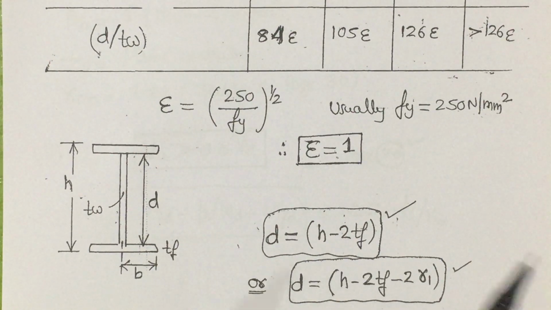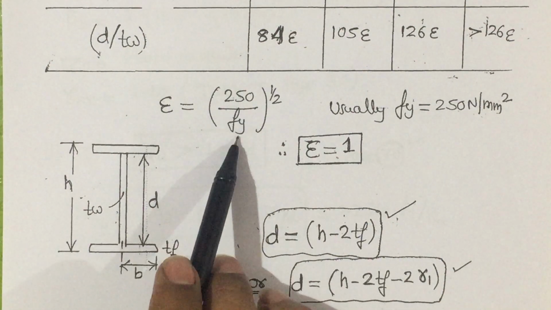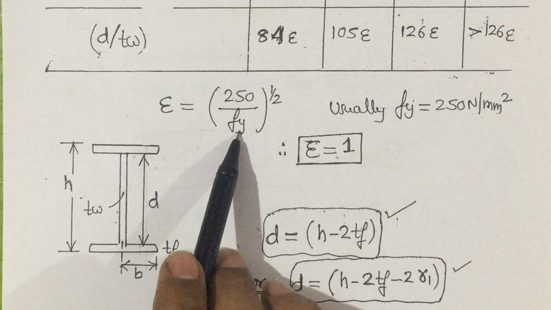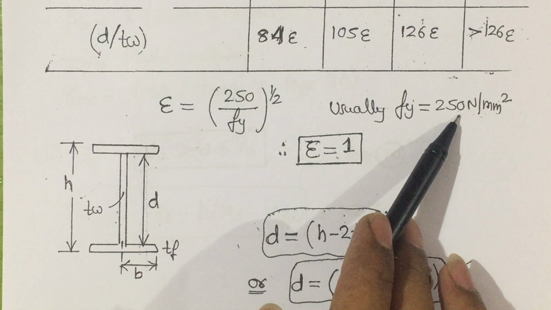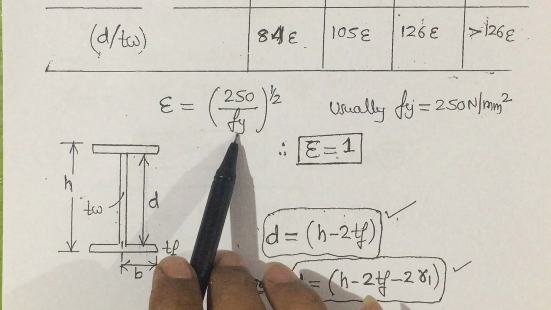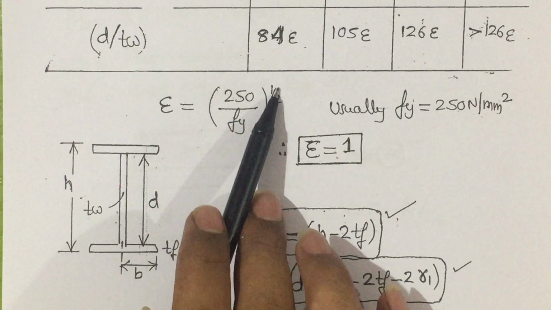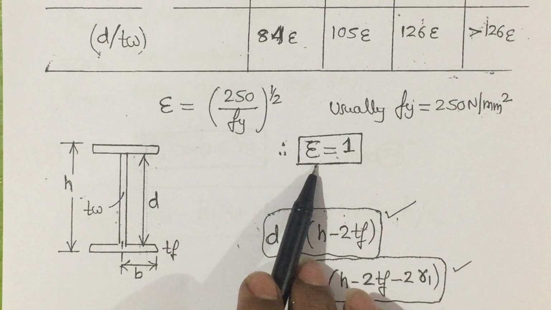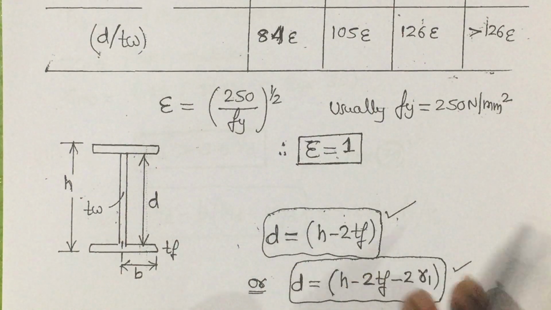given by the empirical formula (250 divided by Fy) to the power of 1 by 2. Usually, we will take Fy is equal to 250 Newton per mm square. Therefore, 250 by 250 is 1, 1 to the power of 1 by 2 is approximately equal to 1. Therefore, epsilon value we usually take as 1.